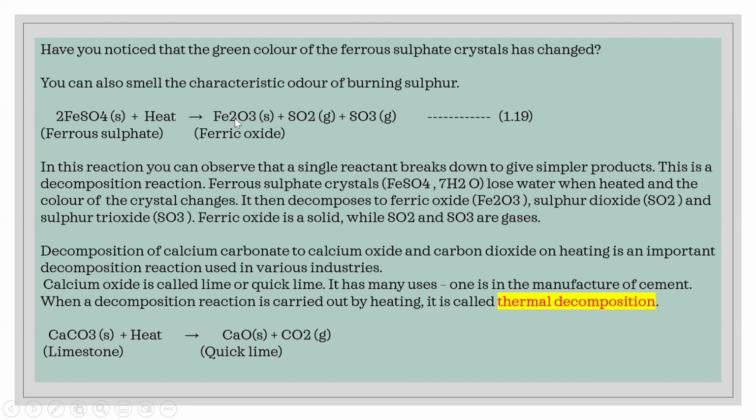So the ferric oxide is a colorless solid. Okay, so green color diminishes. Next one is the decomposition of calcium carbonate to calcium oxide and carbon dioxide. Calcium carbonate upon heat forms calcium oxide and carbon dioxide. When this decomposition takes place by applying heat, we call it thermal decomposition. When a decomposition reaction is carried out by heating, it is called thermal decomposition.